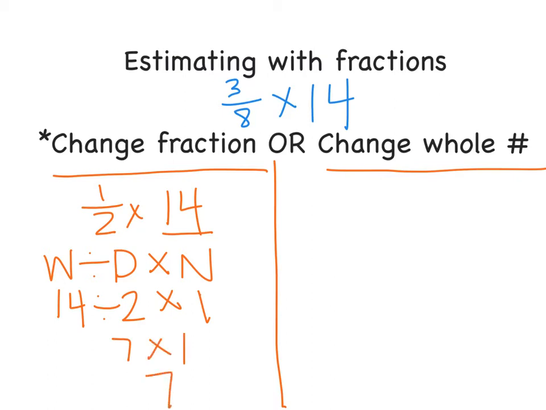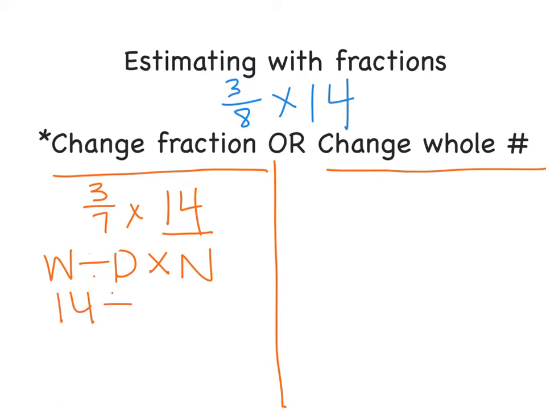Now, could I have picked a different fraction to change it to? Yes. For example, I'm trying to think of other numbers close to the denominator I have, which is 8, that 14 can go into. I know that 14 goes into 7, so if I changed maybe 3/8 to 3/7, that'd be pretty close as well. So 14 divided by 7 times 3. 14 divided by 7 is 2, times 3 is 6. Either way would be a good choice.